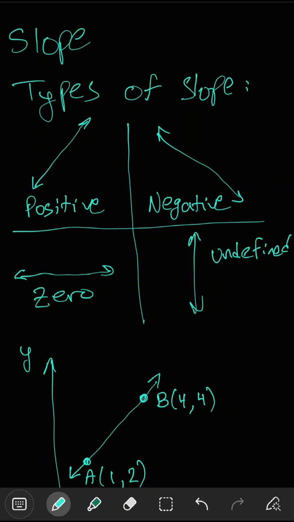In terms of real world examples, if you're going up a hill, you can say that has a positive slope. If you're going downhill, it has a negative slope. If you're on a flat surface, it has no slope. And if you have a vertical wall, it has an undefined slope.